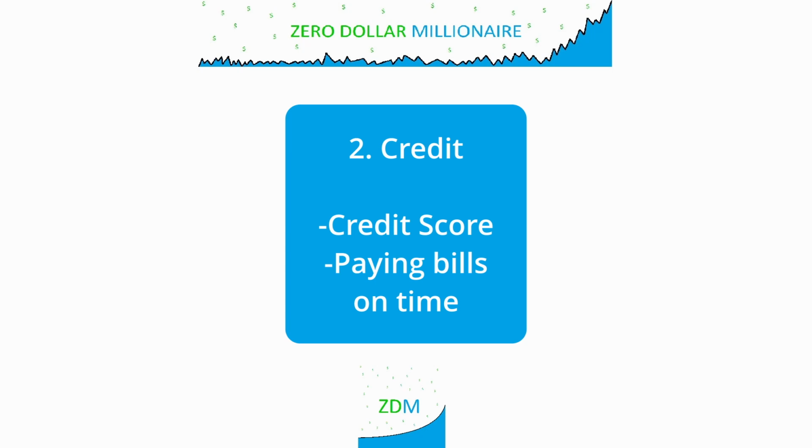The second component is credit. Credit score basically grades you on how well you handle debt. Now, credit is affected by many things, but paying bills on time, how much credit capacity you're currently using, and how long you've been using credit account for about 80% of it.